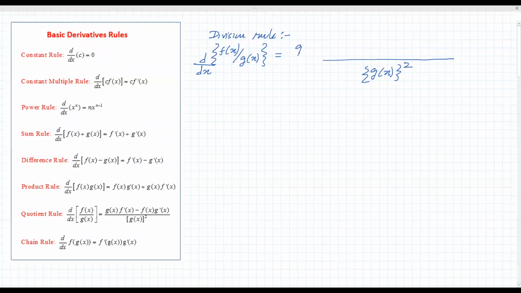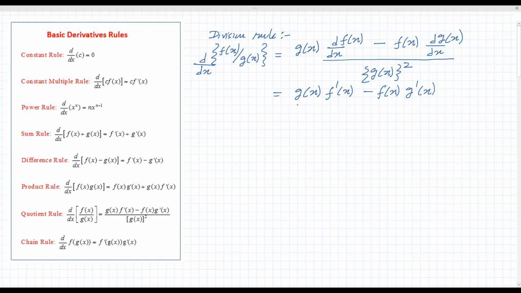Then that denominator should come here, g x, times the derivative of the numerator function, minus, you keep the numerator here, and then the derivative of the denominator function. So this can be written as g x times f dash x, minus f x times g dash x, the whole thing divided by g x squared.